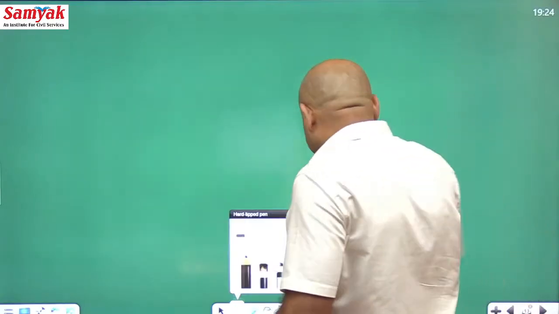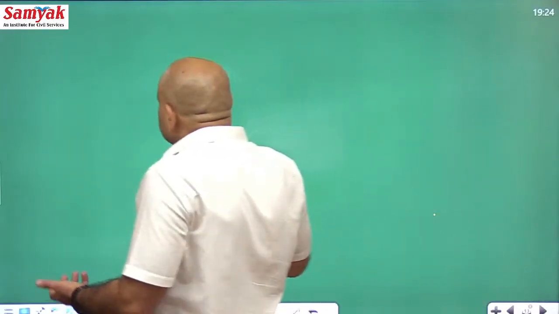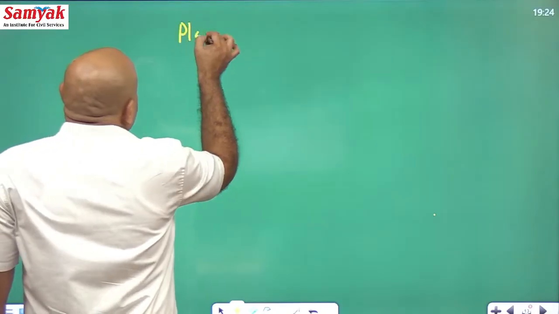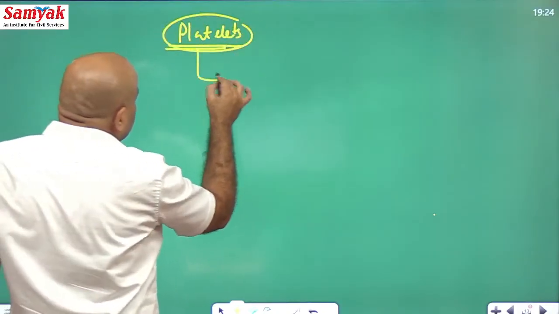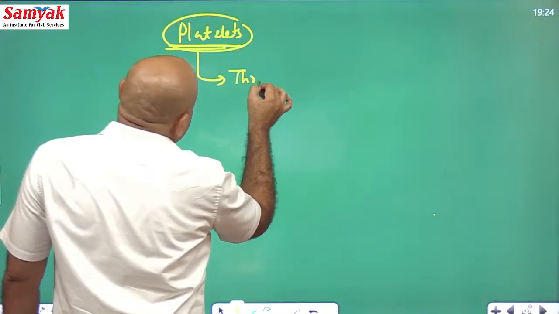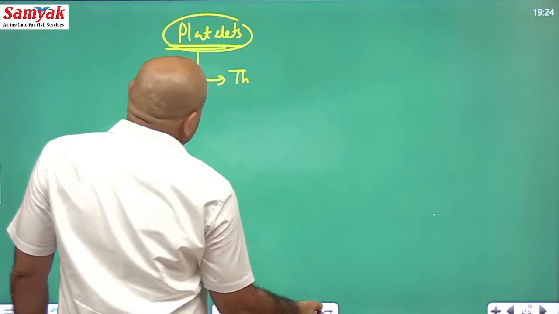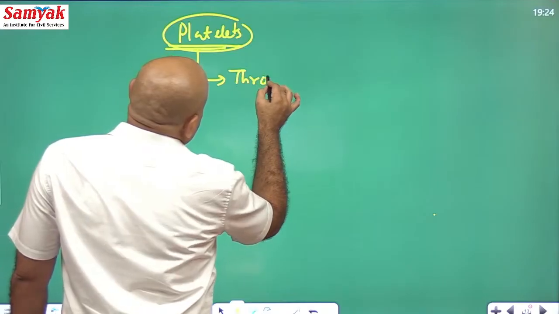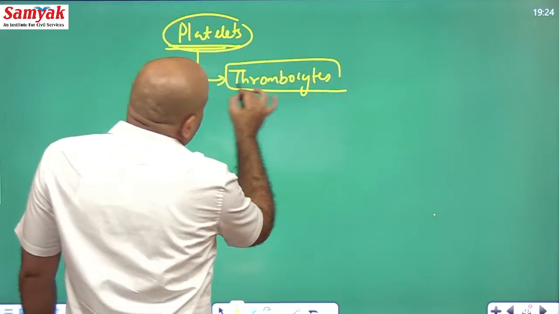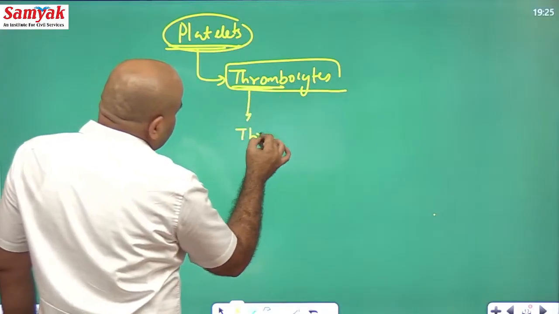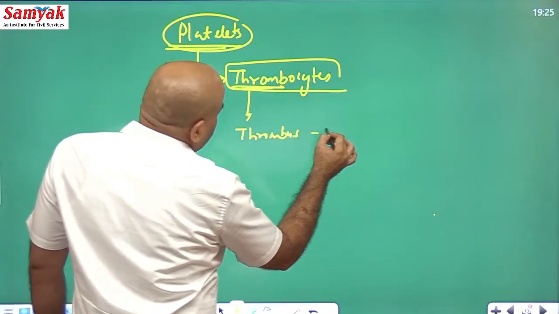Then after, one more is there, that's platelets. Whenever you are talking about platelets, you have to remember they are named as thrombocytes. Thrombus means clot of blood.